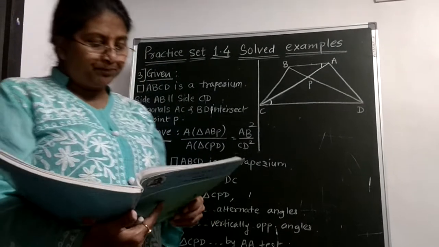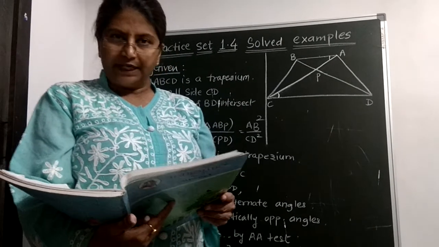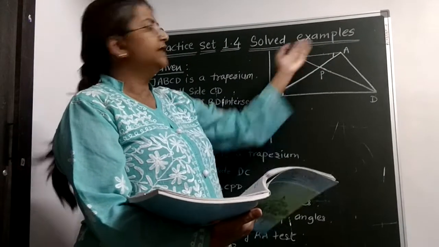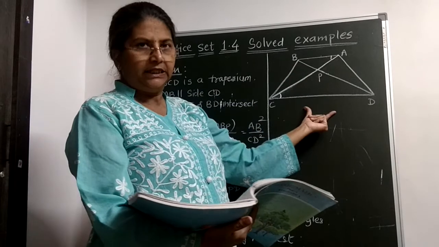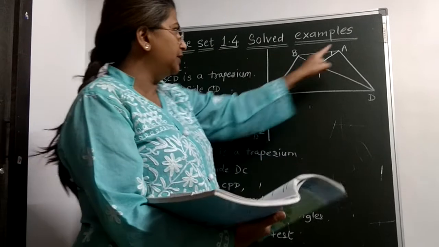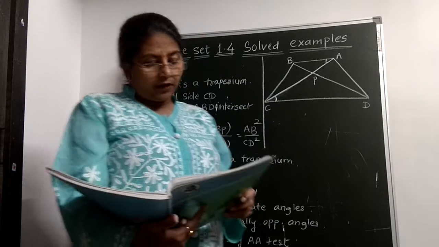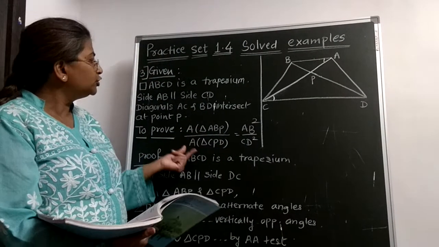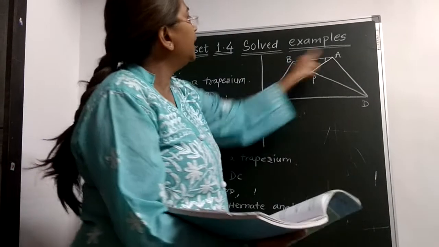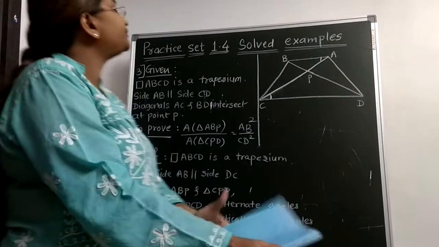In example 3, quadrilateral ABCD is a trapezium, two sides AB and CD are parallel. We'll assume this figure ABCD is a trapezium where sides AB and DC are the parallel sides. Then diagonals AC and BD intersect at point P. Now we have to prove that the ratio of areas of triangle ABP and CPD. ABP means this upper triangle and CPD means this lower triangle.